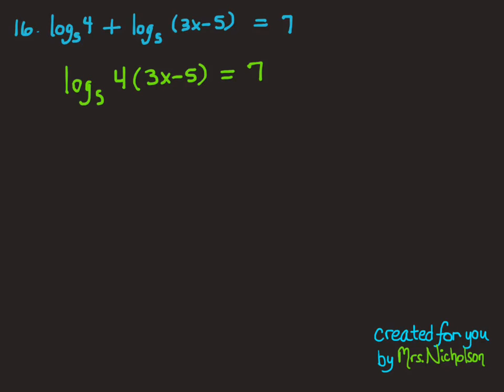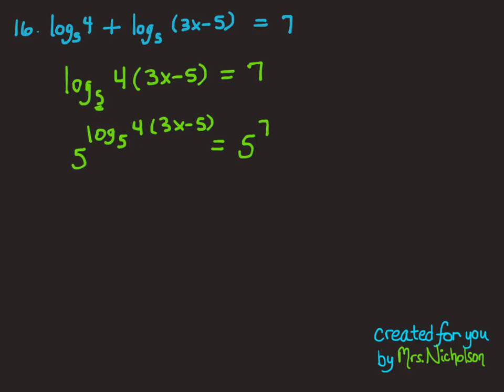And now I've got the log expression. It's combined and it's by itself. So I'm ready to undo the log. I'm going to make both sides of my equation an exponent on a base of 5 because the base of my log is 5. So 5 to the log base 5 of 4 times 3x minus 5 power is equal to 5 to the 7th. And 5 to the log 5 power, those undo each other. And I'm left with the 4 times 3x minus 5.